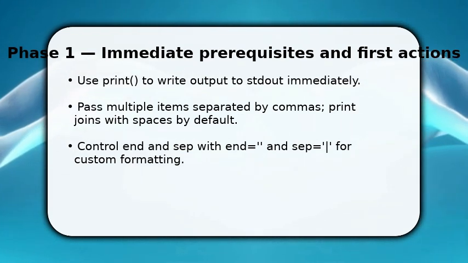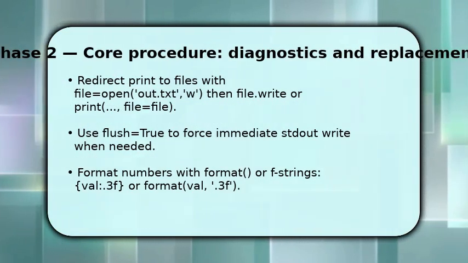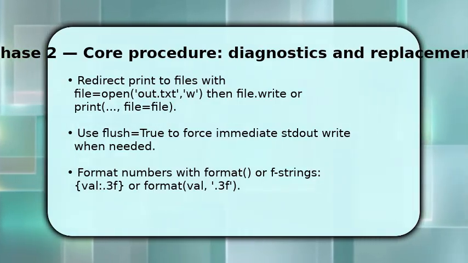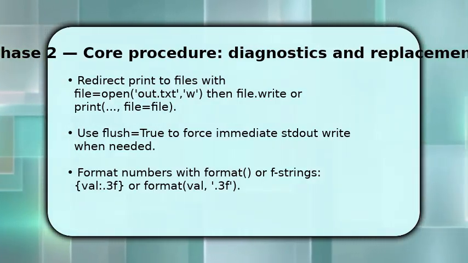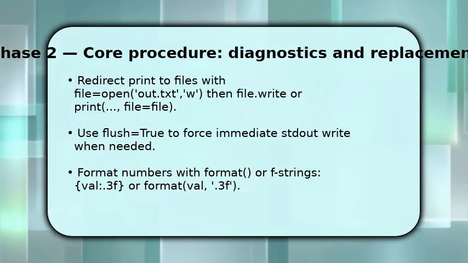You can send output to a file: f = open('out.txt', 'w'), print(data, file=f), f.close(). Alternatively, use with open(...) as f for safety. Make sure to use flush=True when you need real-time output, for example in loops or logging.